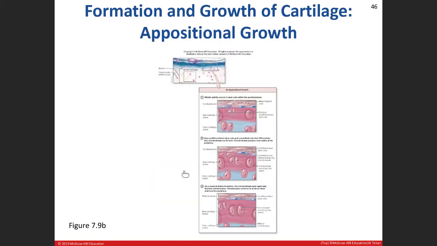So that's what we're seeing. The old matrix gets pushed internally as the new matrix gets pushed externally, outwards. Okay, and then you're going to see the cells divide, they start to produce their own matrix, and then eventually they push away from each other, they convert back into a chondrocyte, and then the same thing will happen, more cells will start to get pushed down. Okay, so that is appositional growth.